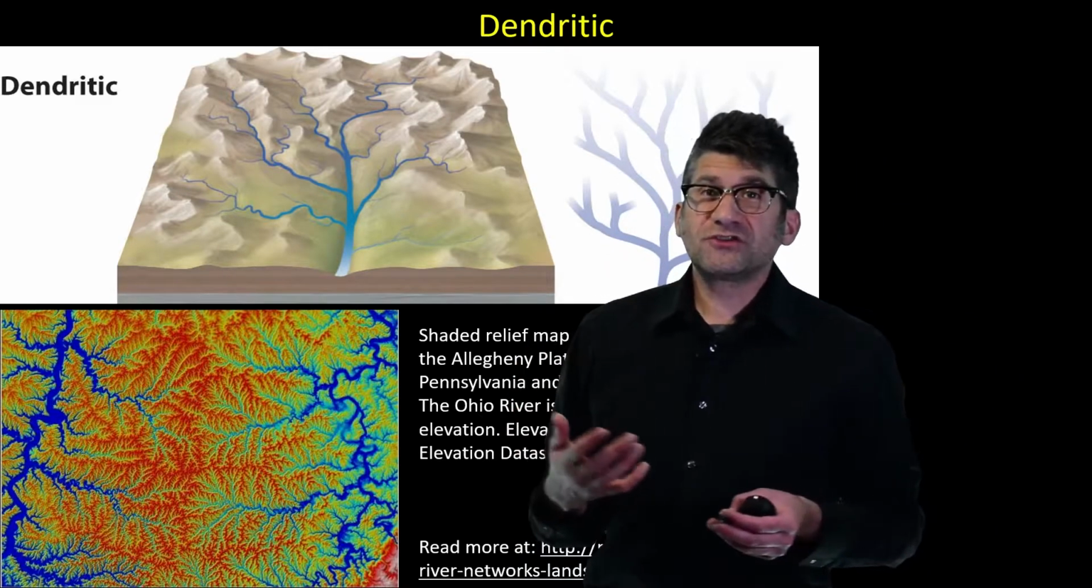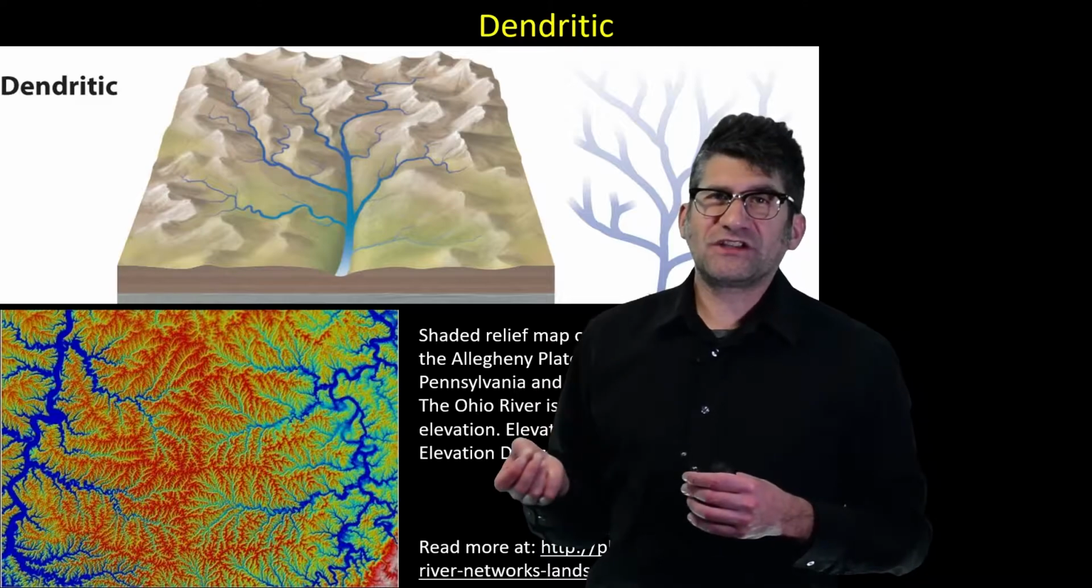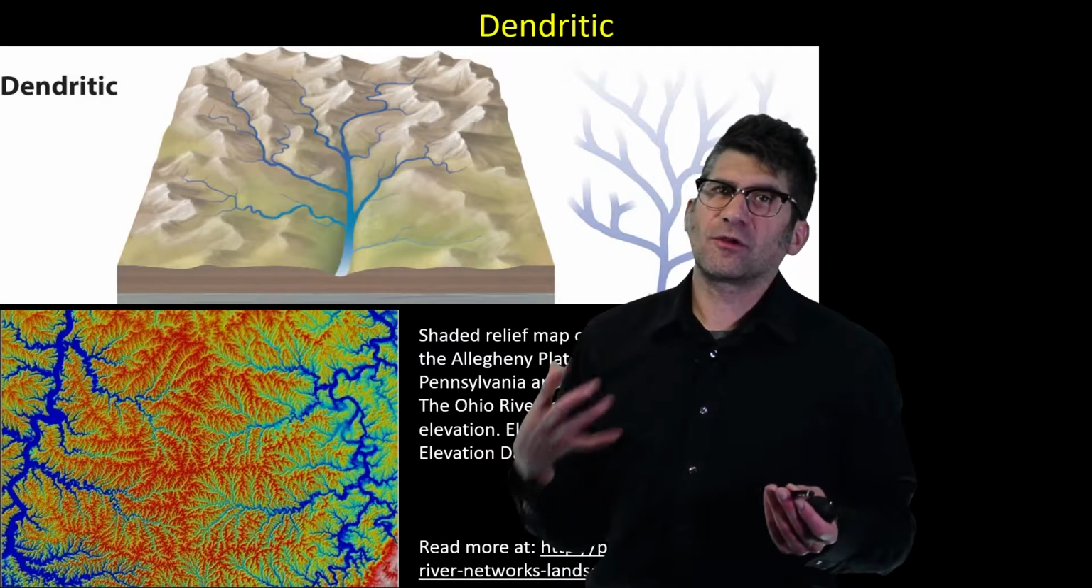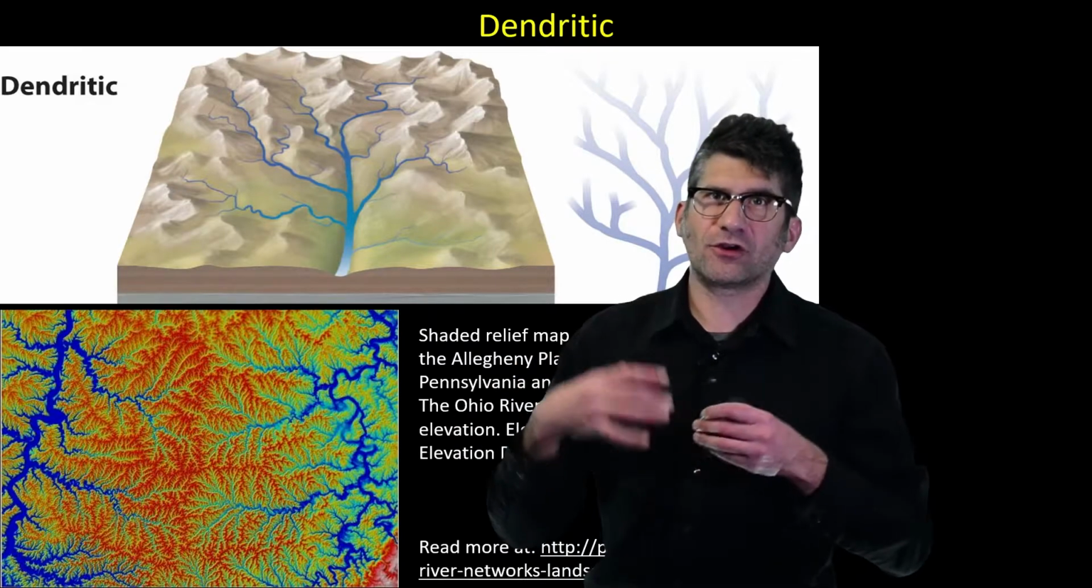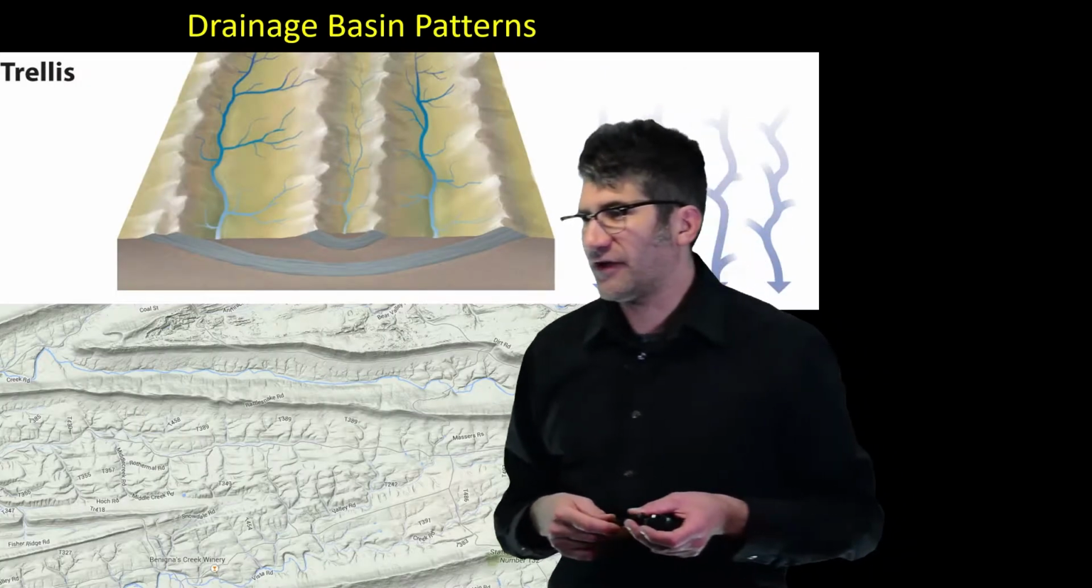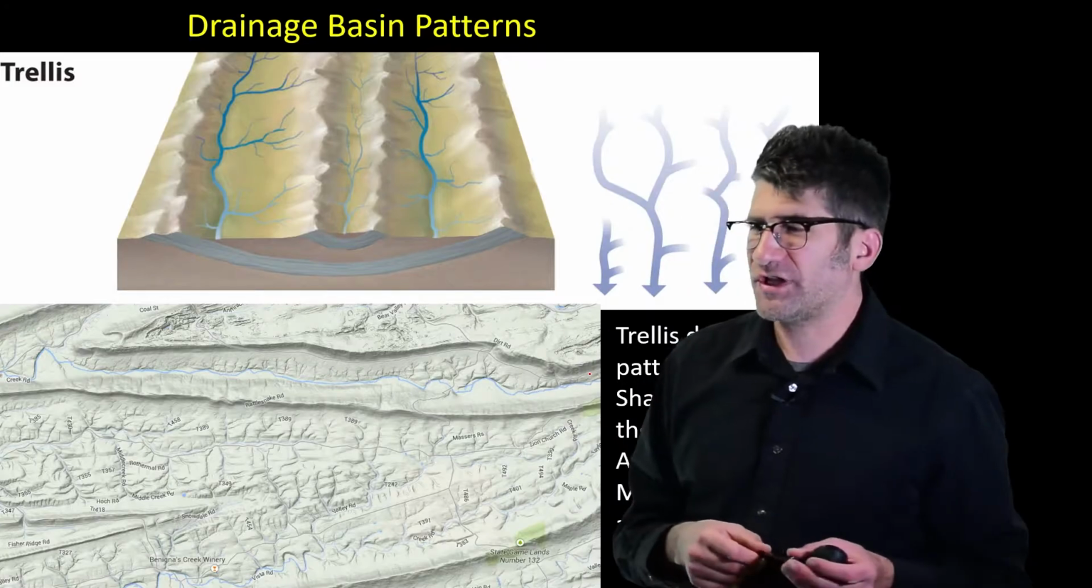When you see drainage basin patterns that aren't dendritic, it oftentimes is telling you something about the underlying geology that is controlling the pattern of the tributaries. And so an example would be a trellis drainage basin.